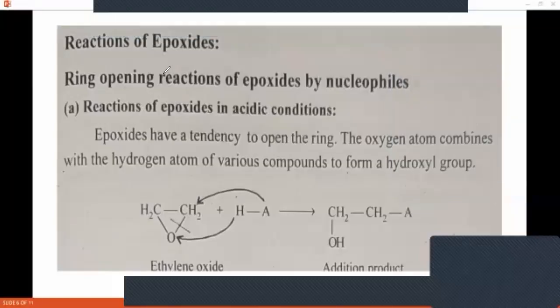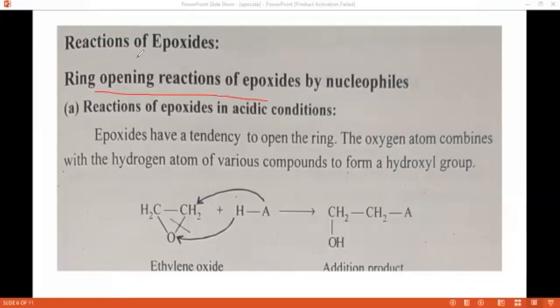Hello everyone. In this lecture, we will study the reactions of epoxide. Now, the ring opening reactions of epoxide by nucleophile. When the nucleophile attacks the epoxide, the ring is opened.